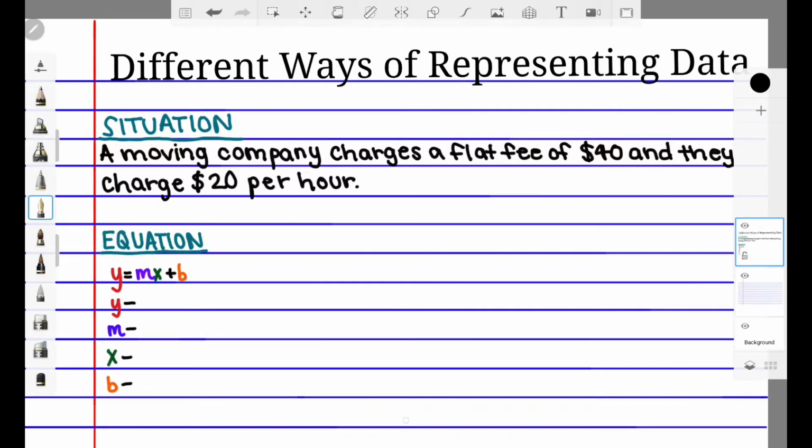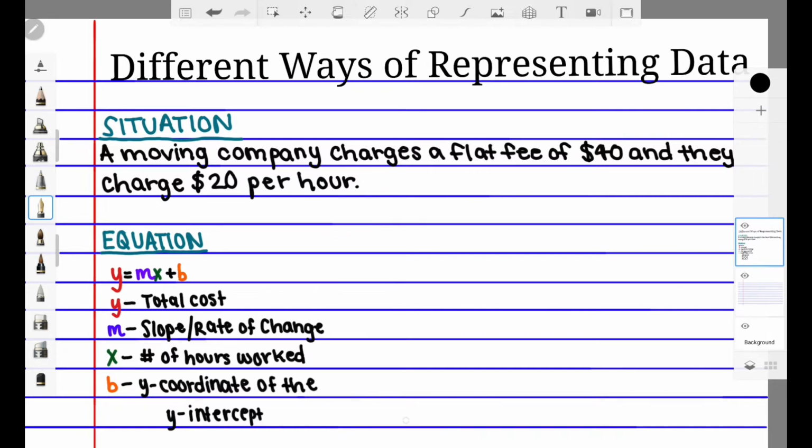In a slope-intercept form equation, y equals mx plus b. But what do all of these variables mean? Y is the total cost. M is the slope, or the rate of change, the rate in which the charges are increasing or decreasing. X is the number of hours that the company works for, and B is the y-coordinate of the y-intercept, also known as the initial value, flat fee. They all mean the same thing.